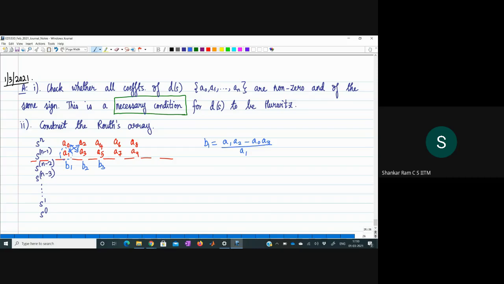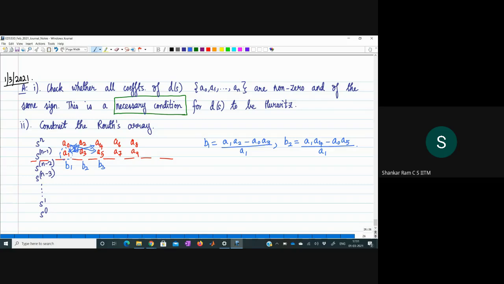Then to figure out B2, we multiply A1 and A4, subtract the product of A0 and A5, and divide by A1. So B2 is A1 A4 minus A0 A5, divided by A1. You will get the hang of it as we keep going. Like this, we keep moving ahead and calculate B1, B2, and all those coefficients.